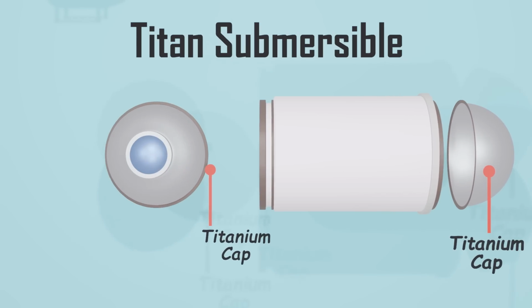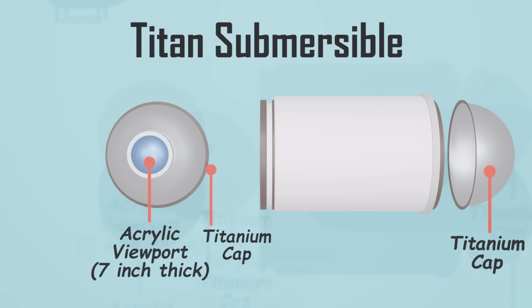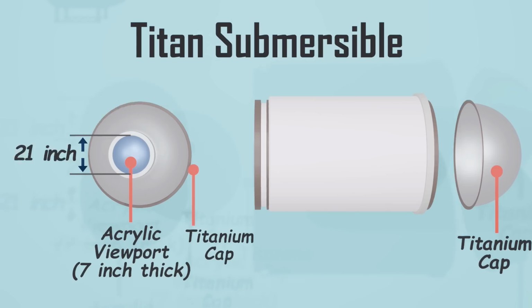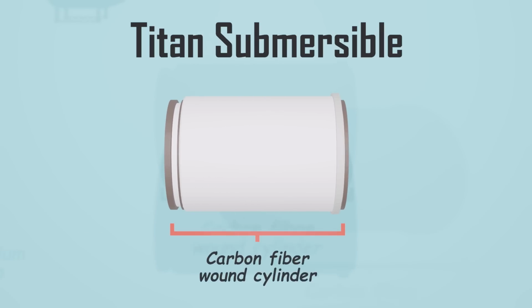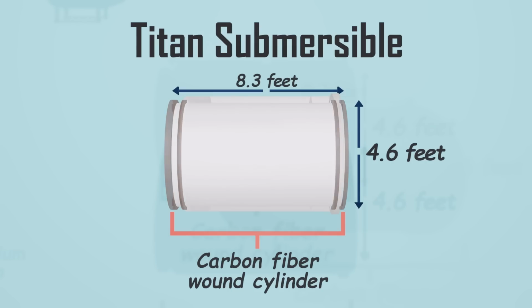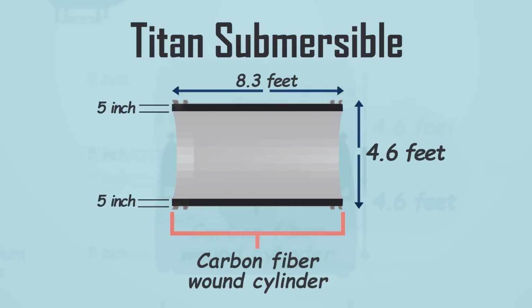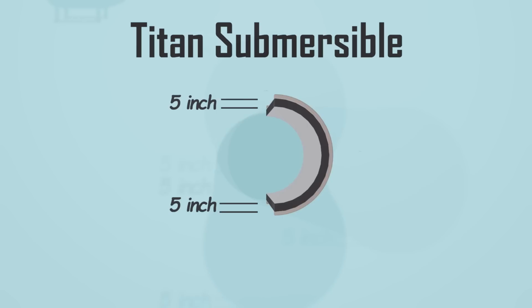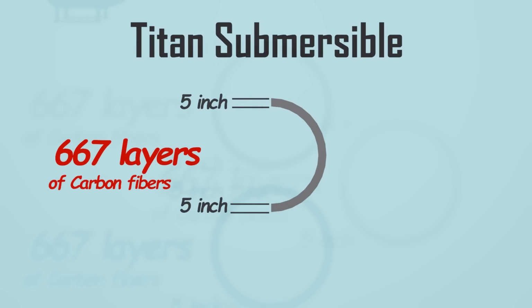The Titan's viewport is 7-inch thick plexiglass, acrylic, measuring 21 inches in diameter. According to OceanGate, that's the biggest viewport of any deep-diving submersible. Connecting these hemispheres was a carbon fiber wound cylinder, boasting a diameter of 4.6 feet and a length of 8.3 feet. The walls were constructed with a thickness of 5 inches, composed of robust carbon fiber material. There are 667 layers of very thin carbon fiber in this 5-inch piece.